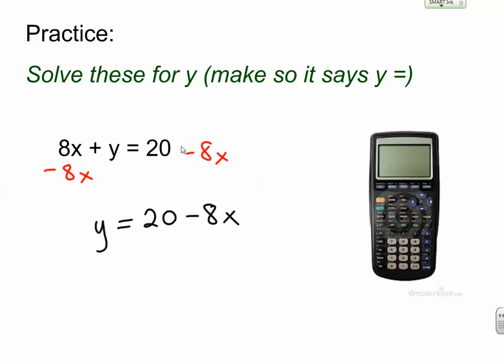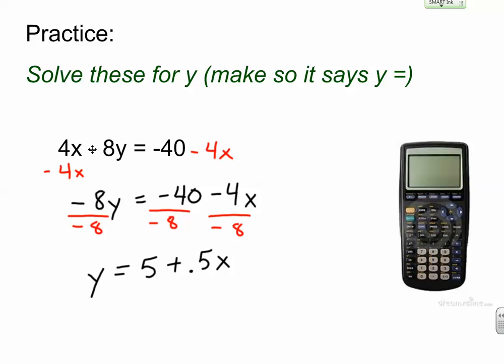So if I want to get this to say y equals, I just subtract 8x from both sides, and I have y equals 20 minus 8x. I want to get this to say y equals, so I subtract 4x from both sides, divide every term by -8, and this gives me y. Negative divided by negative is a positive. 40 divided by 8 is 5. Negative divided by a negative is positive, addition. And 4 divided by 8 is a half. And there's my x.